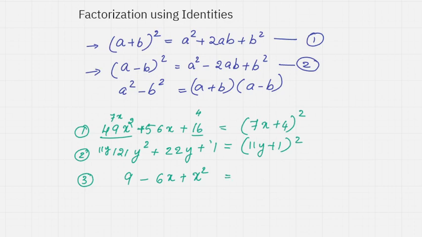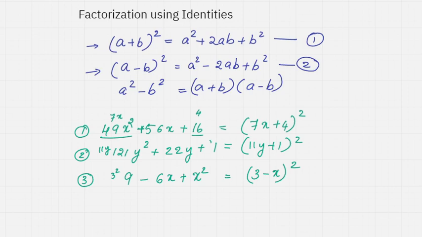Looking at the third question, we have 9 here, that is 3 square, the last term is x square, and the middle term is minus 6x, that is 2 into 3 into x. Since the middle term is negative, we will go for the second identity, that is a minus b the whole square. So your answer will become 3 minus x the whole square. Hope everybody understood this method.